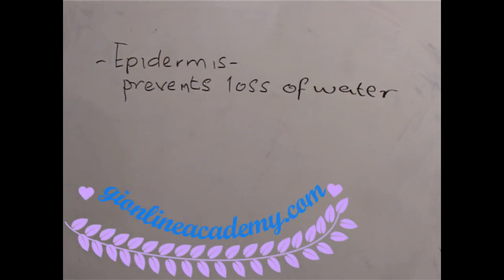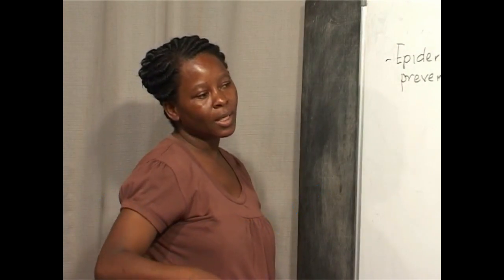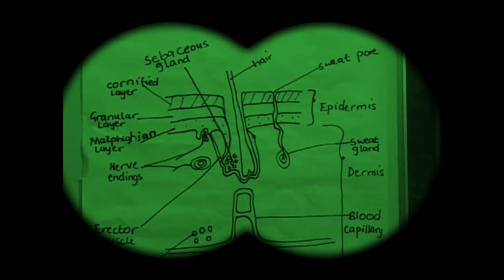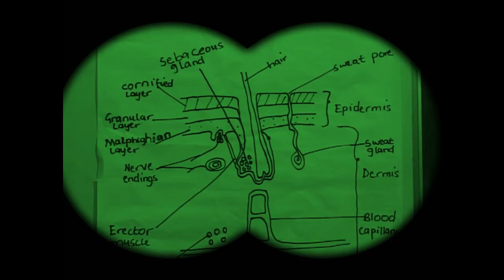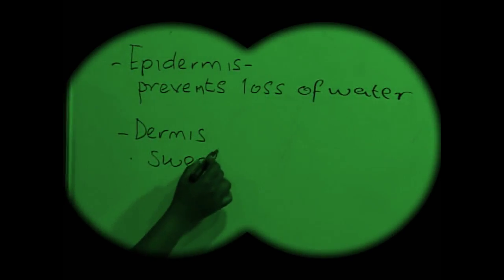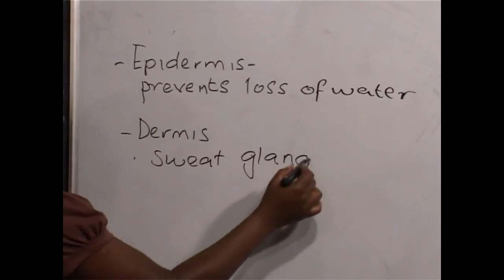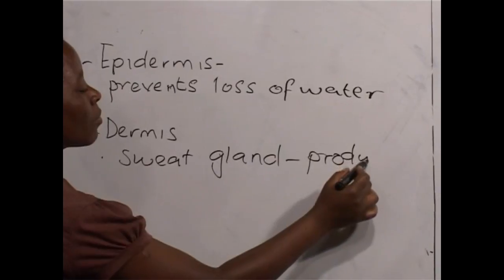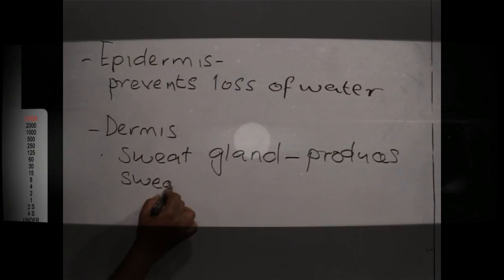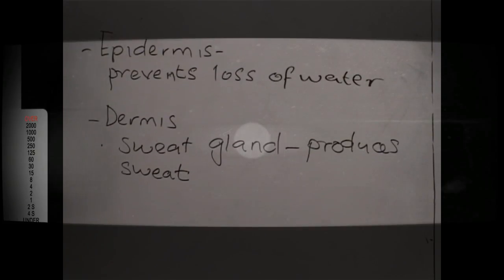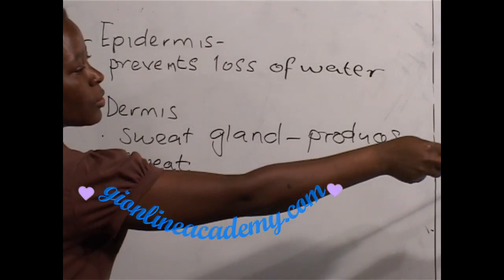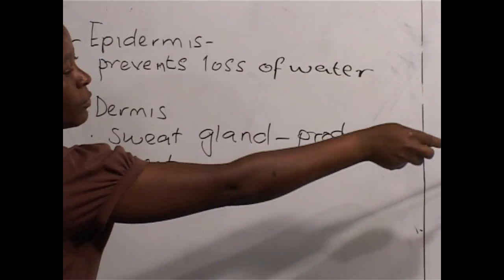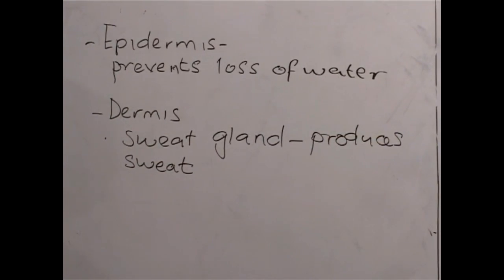Now, apart from the epidermis, like I said, we have the dermis. In the dermis, we have the structure we are calling the sweat gland. The sweat gland in the dermis produces sweat. So we are saying that the sweat gland will produce the sweat. So this sweat now will move out of your body through what is known as the sweat pore.